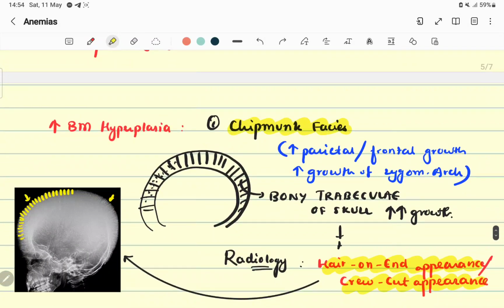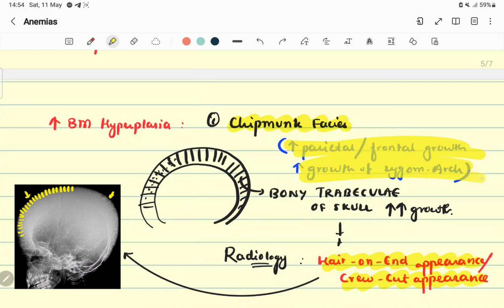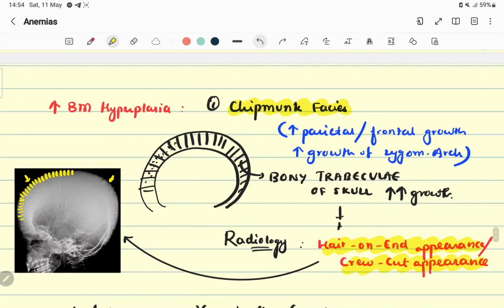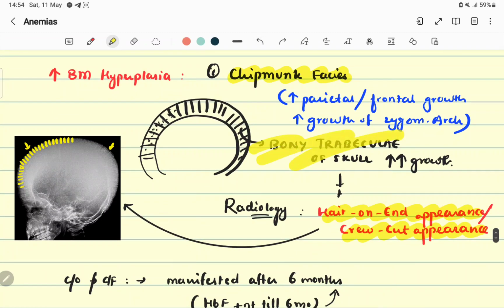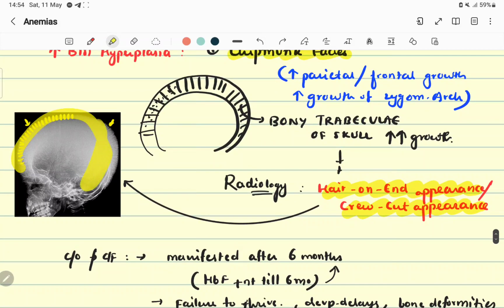Increased bone marrow hyperplasia means there will be chipmunk facies and increased parietal or frontal growth, increased growth of the zygomatic arch, and the bony trabeculae of the skull will increase growth. So we will have hair on end appearance or crew cut appearance. So you can see the crew cut appearance here.